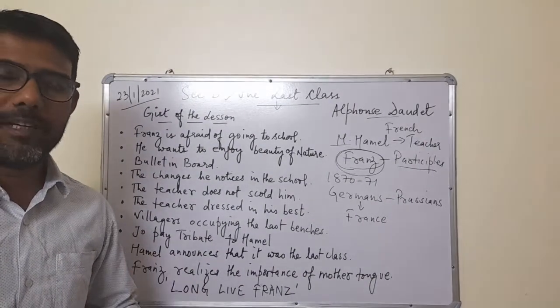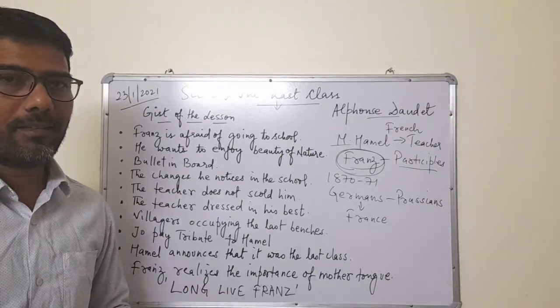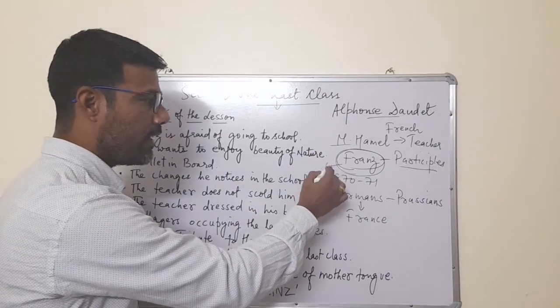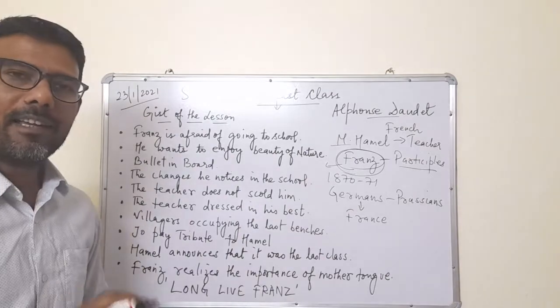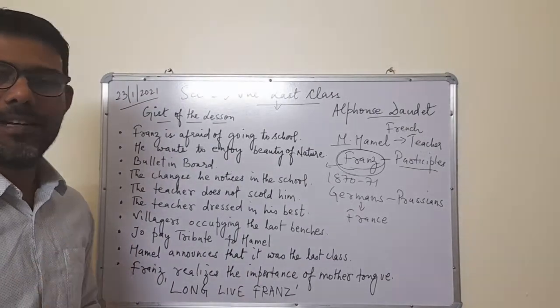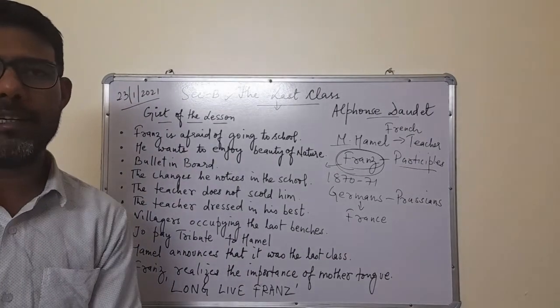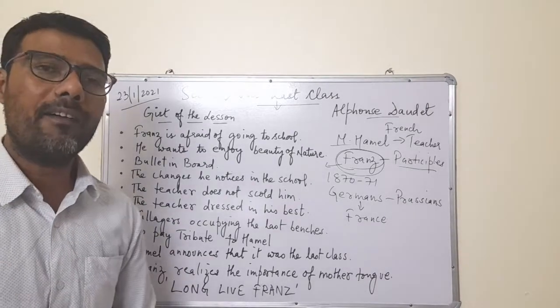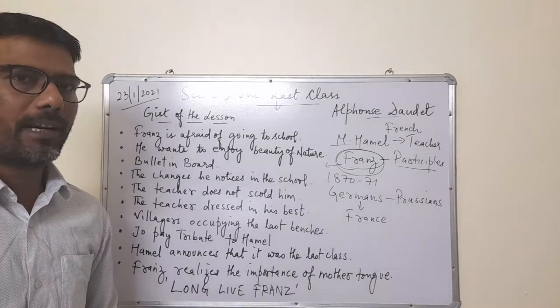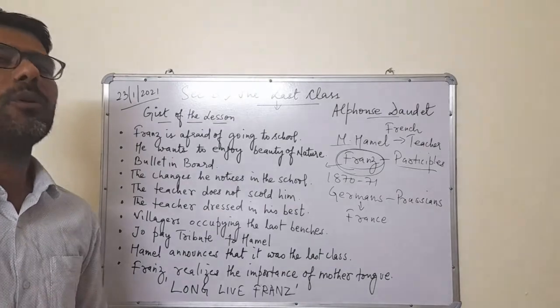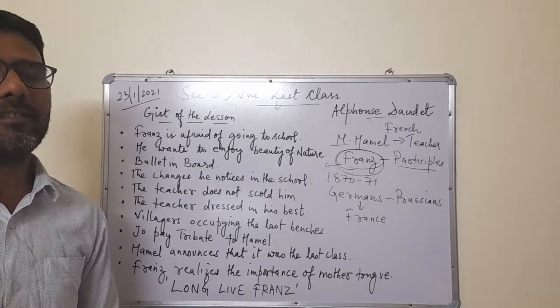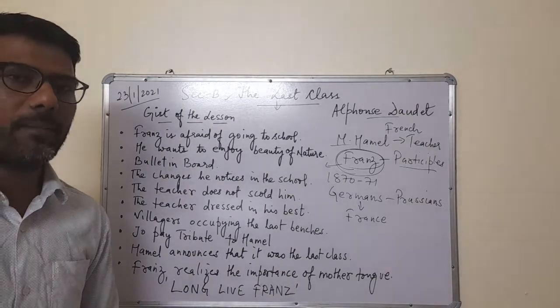So he feels that he should bunk the class. Franz has never given attention in the class. He has always remained an under average student, right? He is not good at academics and mostly he tries to postpone his lessons, postpone his assignments.